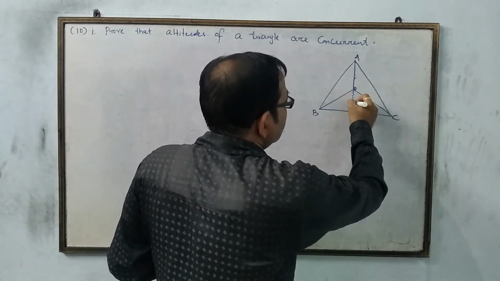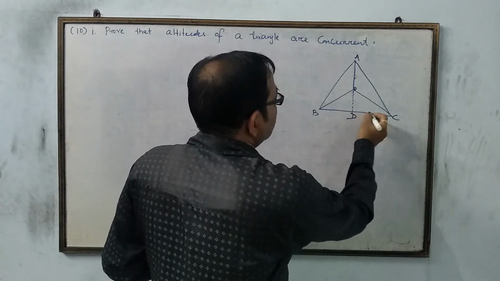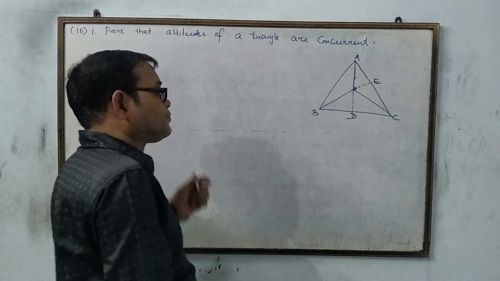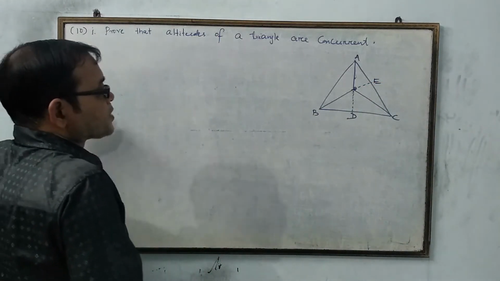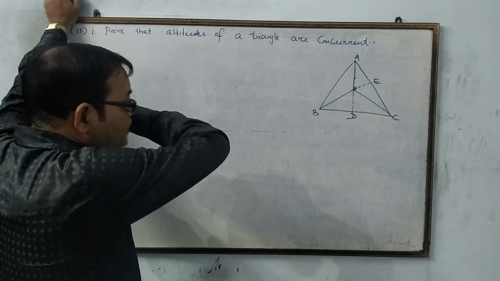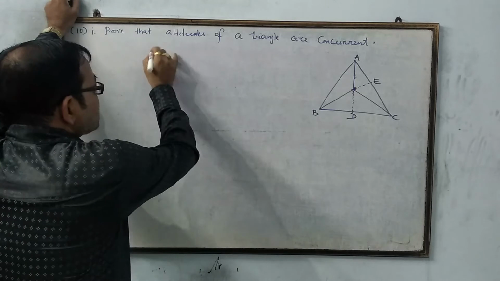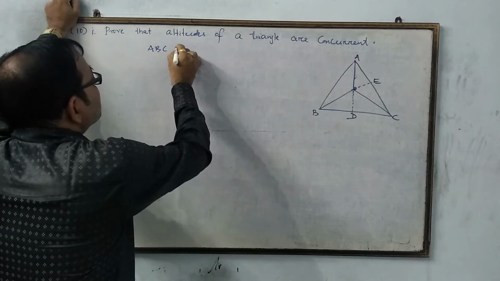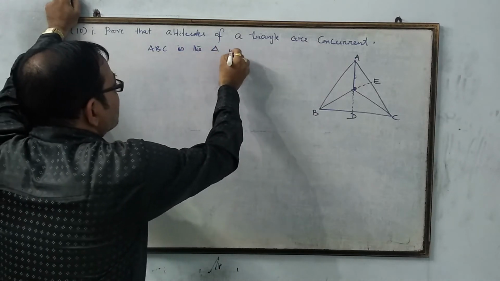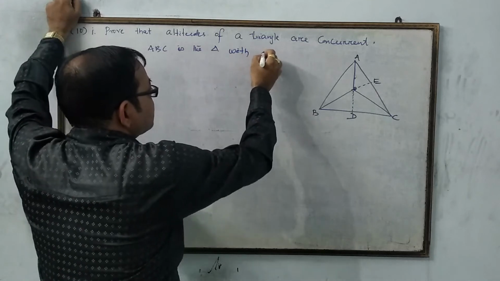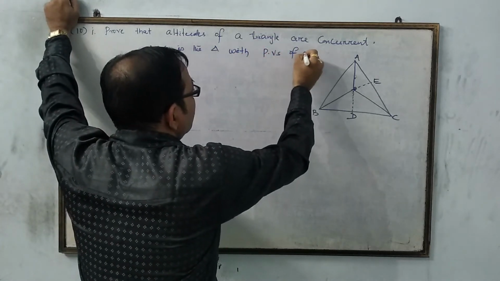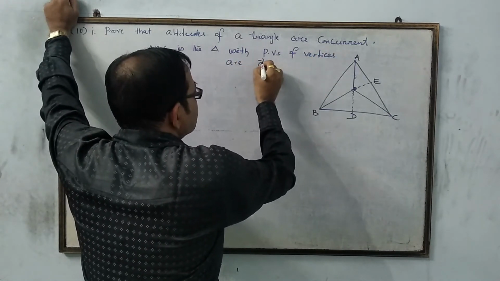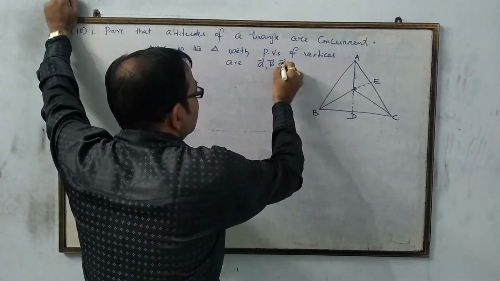And this is the altitude AD, this is another altitude BE. Now we can say that ABC is a triangle where O is the origin, with position vectors of the vertices A, B, C respectively.